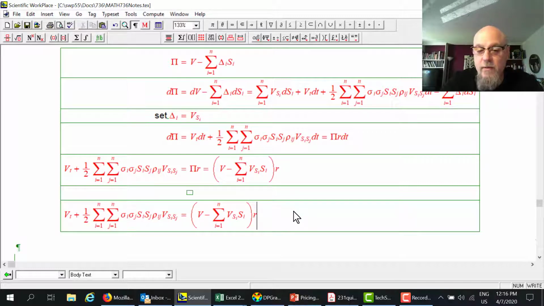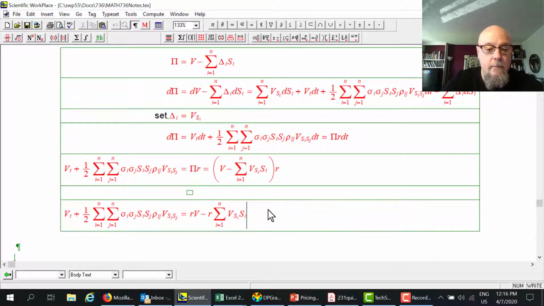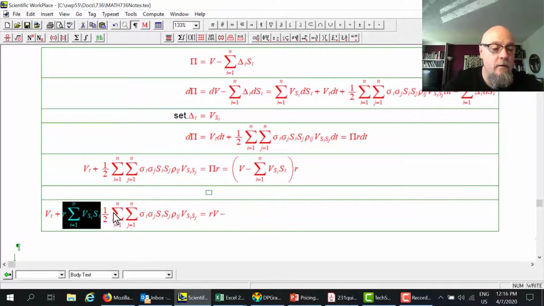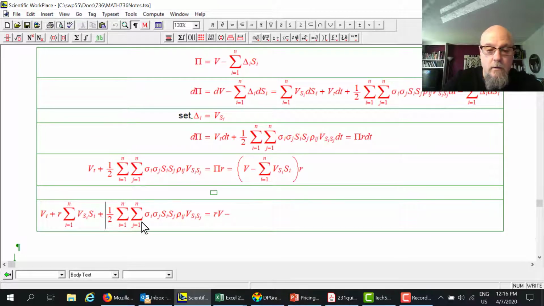That's the multidimensional Black-Scholes. Let's clean it up a little bit by multiplying this r through just to make it look more familiar. And the most familiar, let's bring this over to the other side, make it a plus here. There. This is the multidimensional Black-Scholes. If there's only one stock, this turns into regular Black-Scholes.